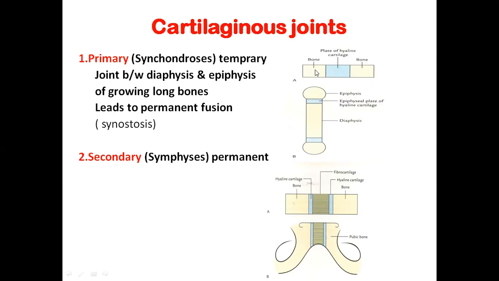Between the ends and the central parts, that is between the epiphysis and diaphysis, a cartilage is present joining these bones. So these types of joints are called the primary cartilaginous joints. They are temporary. Later on, when the bone formation is completed, these disappear, and this leads to the permanent fusion of the bones. This is called synostosis.